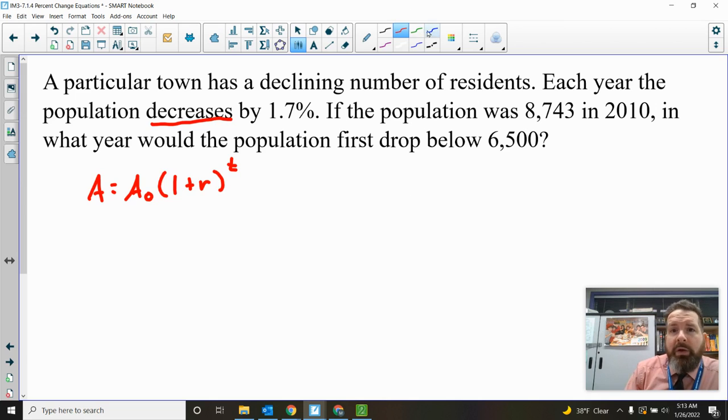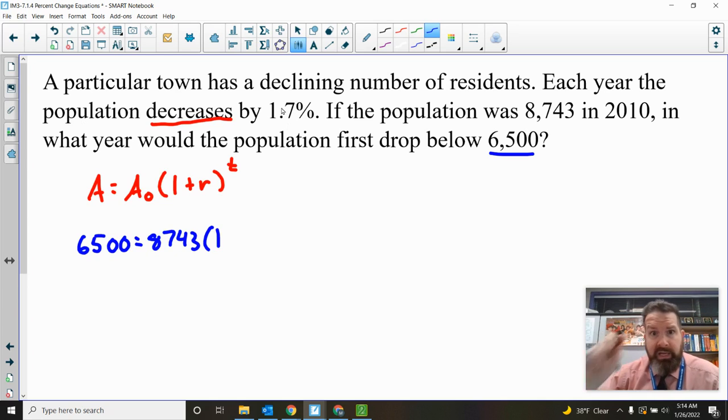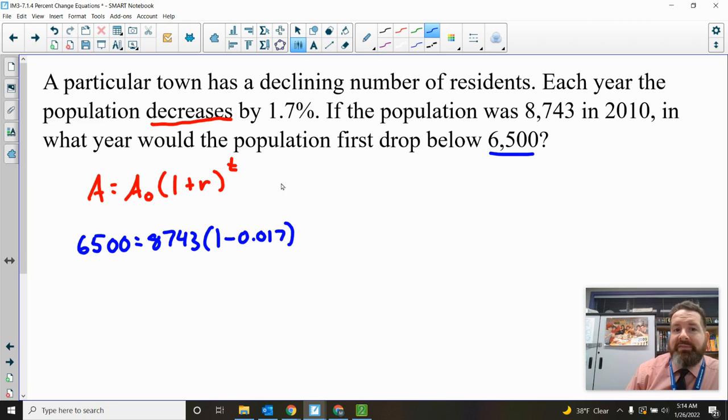Okay, let's take stock of what we know. In this particular case, do we know our ending population? We do. I want that to be 6,500. I want to see how long it takes to get there. Do we know our starting population? Yes, we do. 8,743. Do we know our percentage change? Yes, we do. Now, if it's a decrease, then instead of adding that 1.7%, we're going to subtract that 1.7%.